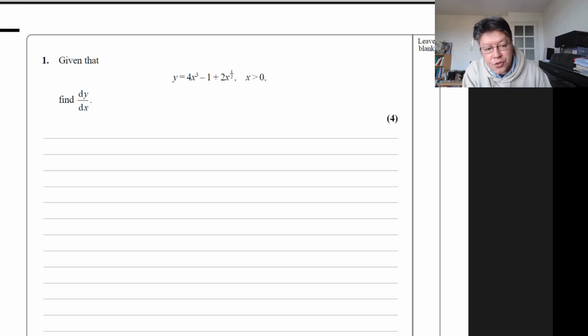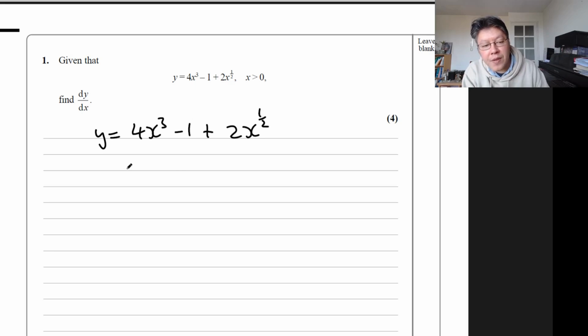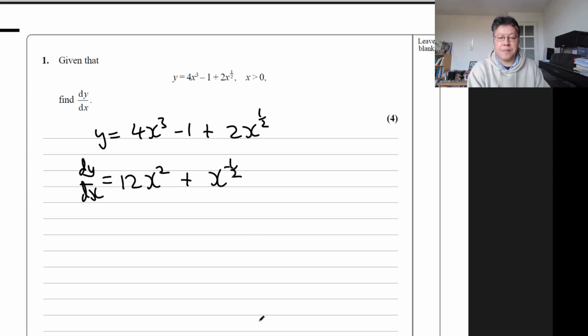Okay, so in this question we're given a function y equals 4x cubed minus 1 plus 2x to the half, and we need to differentiate it. So we get dy dx equals, so we have 3 times 4 is 12 x squared, the minus 1 disappears, and then we have plus 2 times a half is a 1, and then we have x to the, and we minus 1 is a minus half. And that's the answer.